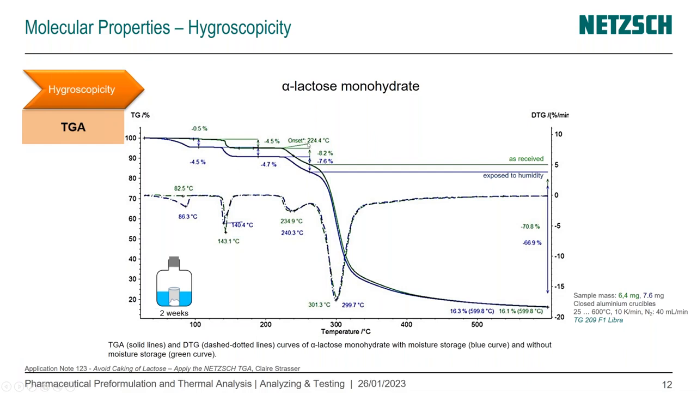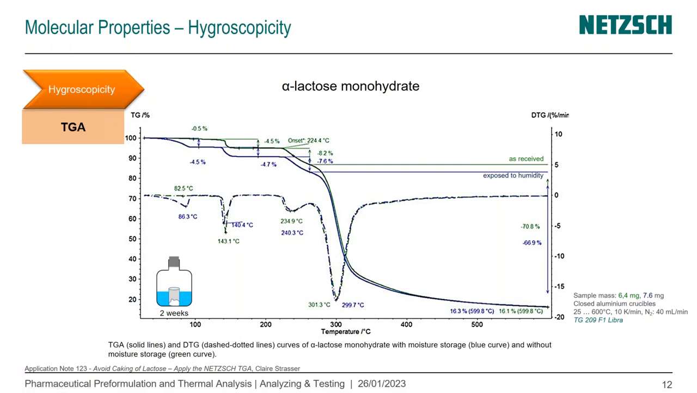In this example, we can also evaluate the influence of moisture on the material. The sample was stored in an open container that was placed inside a vessel filled with water. There was no direct contact between the substance and the water, but it was inside this vessel for 2 weeks. And here in blue, we see what happened with the sample.